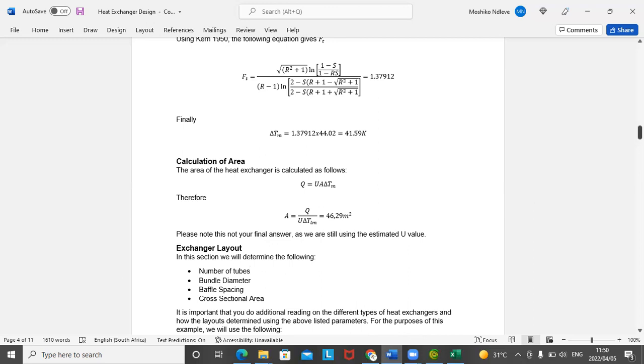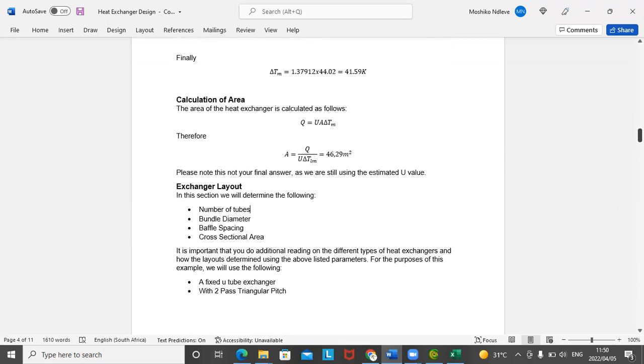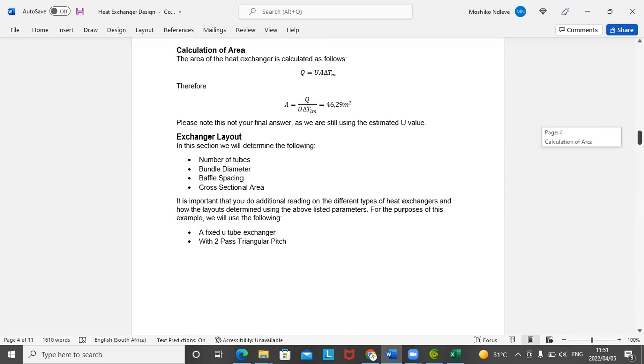So now we've gone as far as calculating our area. Now we need to do the exchanger layout. And in order to do that, we need to determine the number of tubes, the bundle diameter, the baffle spacing, and the cross-sectional area. Now, it is important that you do additional reading on the different types of heat exchangers, because the above that we've just mentioned are dependent on the type of heat exchanger you are using. For example, in this particular design, we'll be using a fixed U-tube exchanger with 2-pass triangular pitch. Now, that in itself will make a huge difference in terms of how our heat exchanger will work.